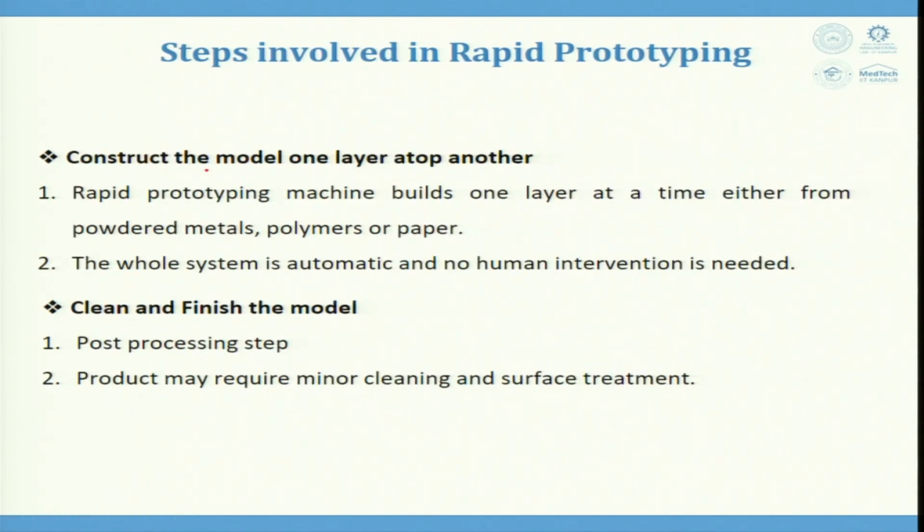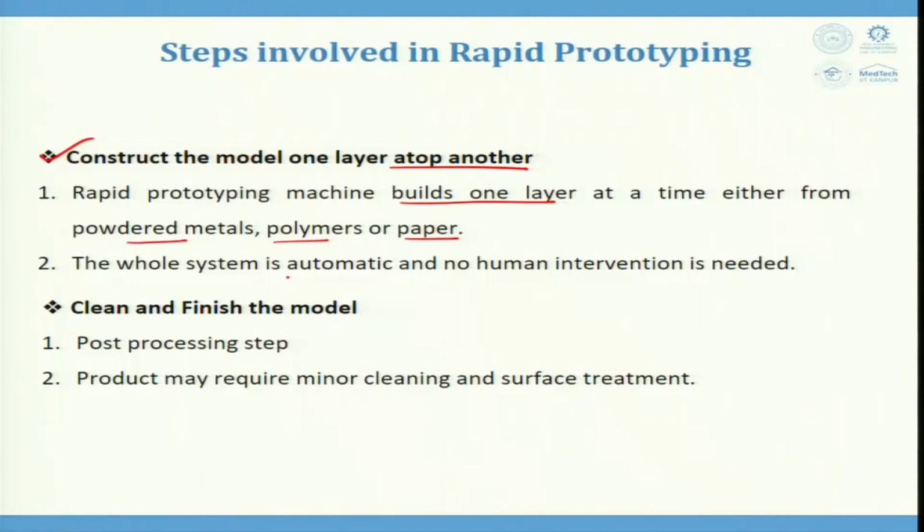The next step is to construct the model one layer atop another, which means the rapid prototyping machine builds one layer at a time, either from powdered metals, polymers or paper. We will talk about the kind of materials which go as an input to rapid prototyping. This also becomes a classification of rapid prototyping technologies. The whole system is automatic and no human intervention is needed. A human is only needed to load the materials properly on the machine, whether it is a powder or liquid or solid, and also to enter the CAD file.